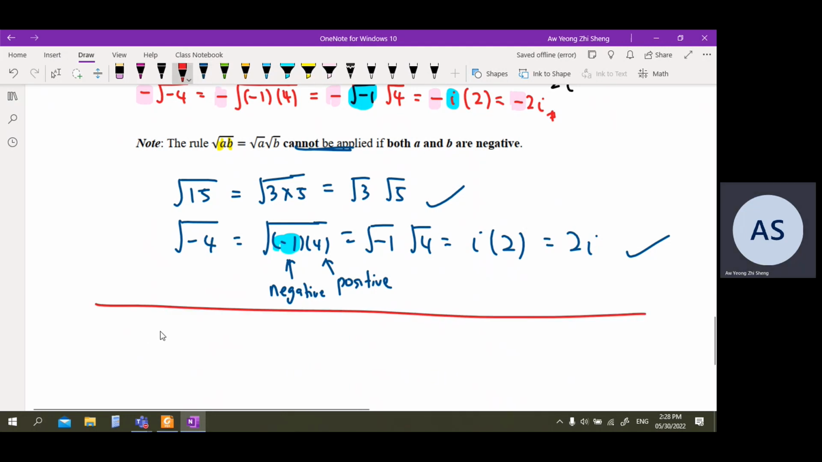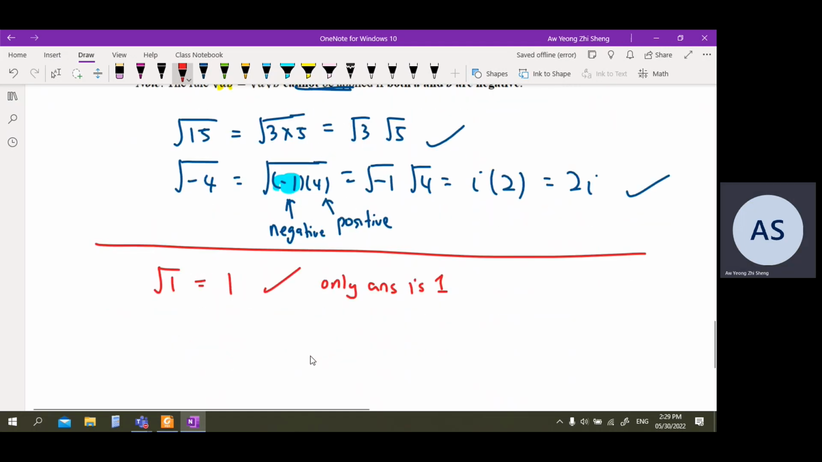For example, the square root of 1. When there is nothing in front of the square root, it is understood to have an invisible plus at the front. So the square root of 1 means the positive square root of the number 1, and we know the answer must be 1. This is the only answer, and there shouldn't be a second answer.